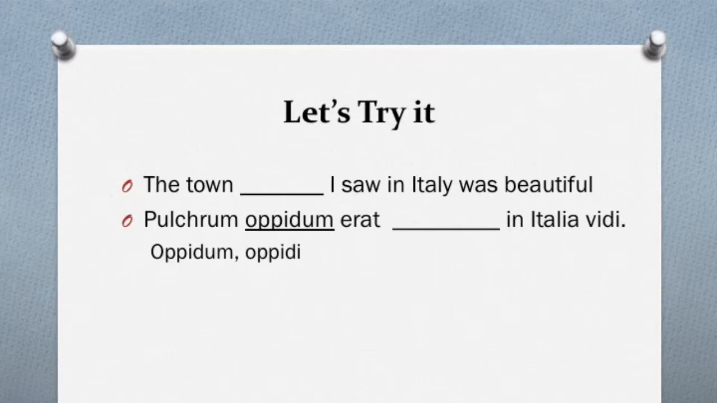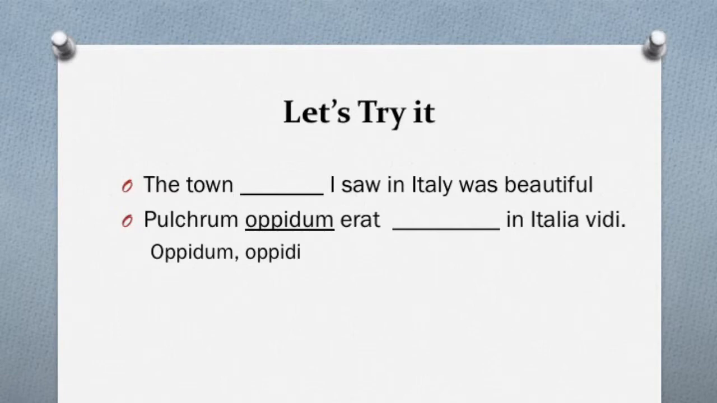The sentence in English says, the town, who, whom, which, or whose I saw in Italy was beautiful. What is the antecedent of the relative pronoun? Of course, it's town. Town is singular, and the Latin word for town, as well as in English, is neuter. So this means that my pronoun must be singular and neuter.